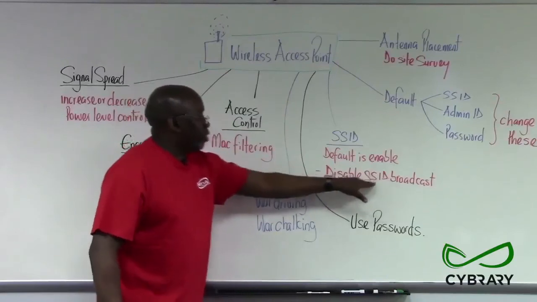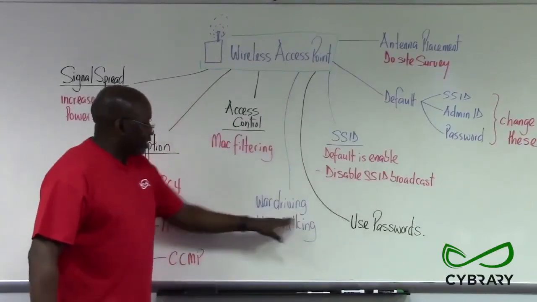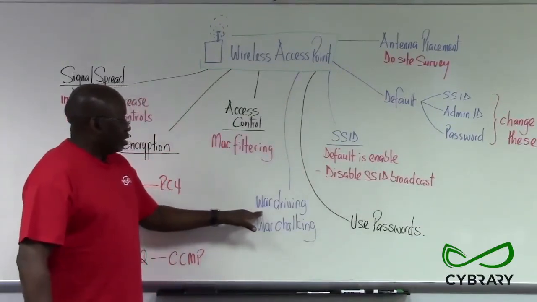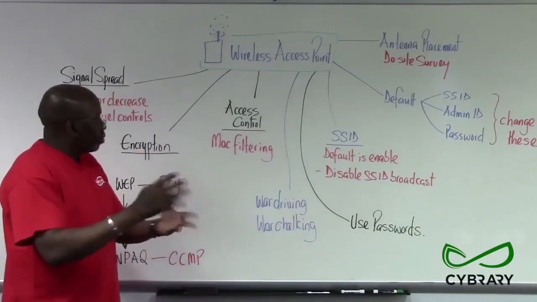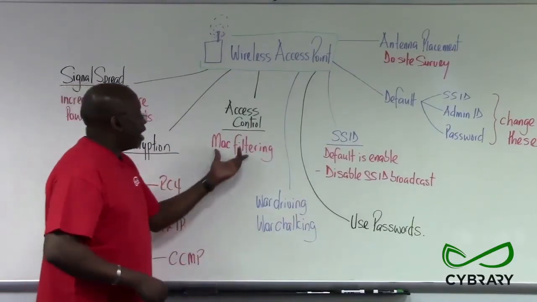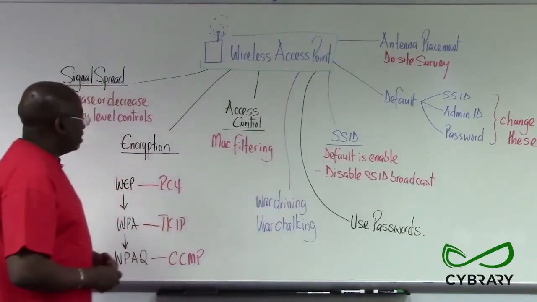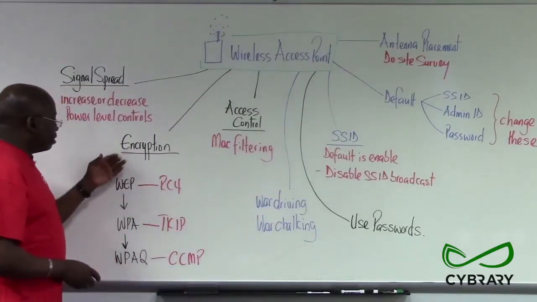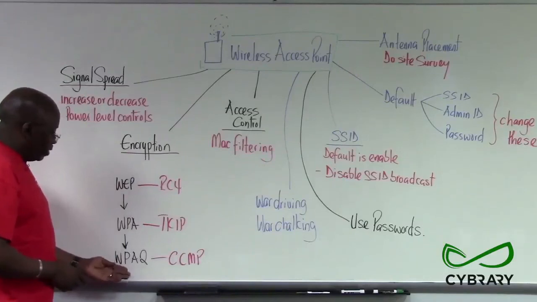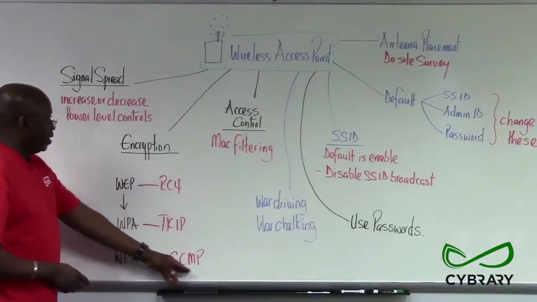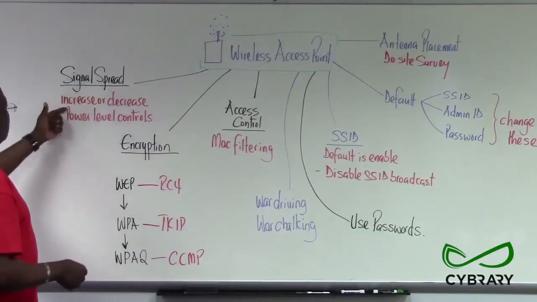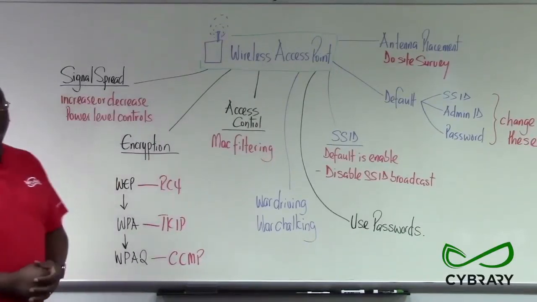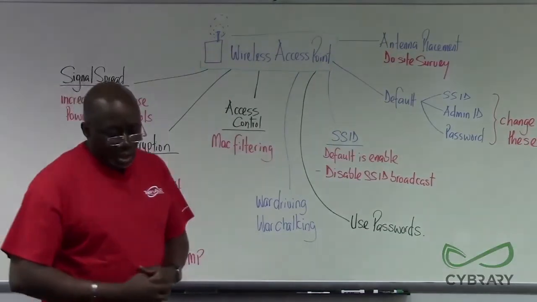So if you disable your SSID, somebody attempting war driving cannot see your SSID because it's no longer singing. It is not broadcasting. You could also do MAC filtering to limit what devices can connect. And your encryption best practice should be WPA2, which depends on CCMP. To increase or decrease your signal spread, you increase or decrease your power level controls. And this is it for section 1.5.